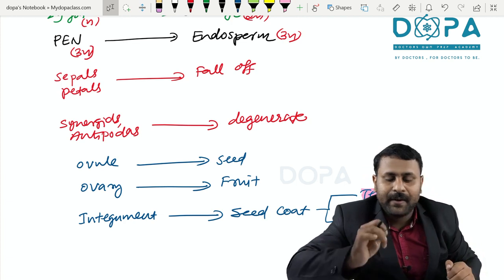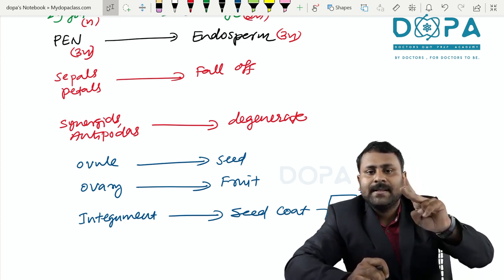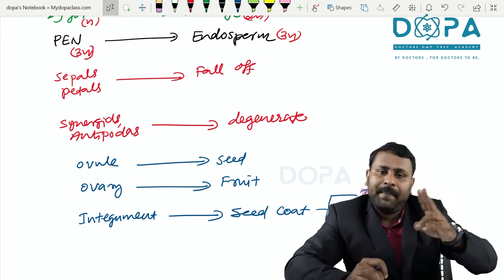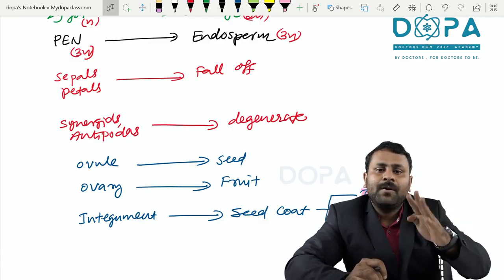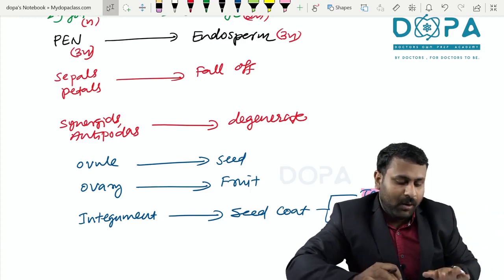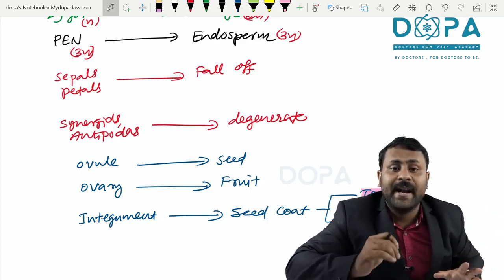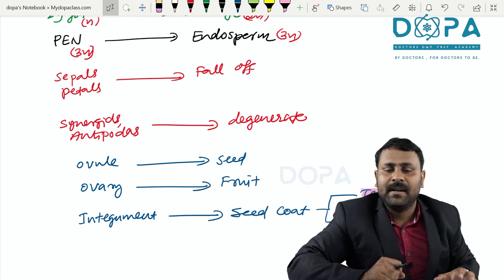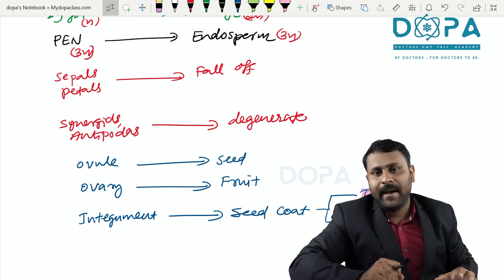Then integument develops into seed coat. Seed coat has two layers, outer testa and inner tegmen. Outer integument develops into outer testa. Inner integument develops into inner tegmen. These are called post-fertilization events.